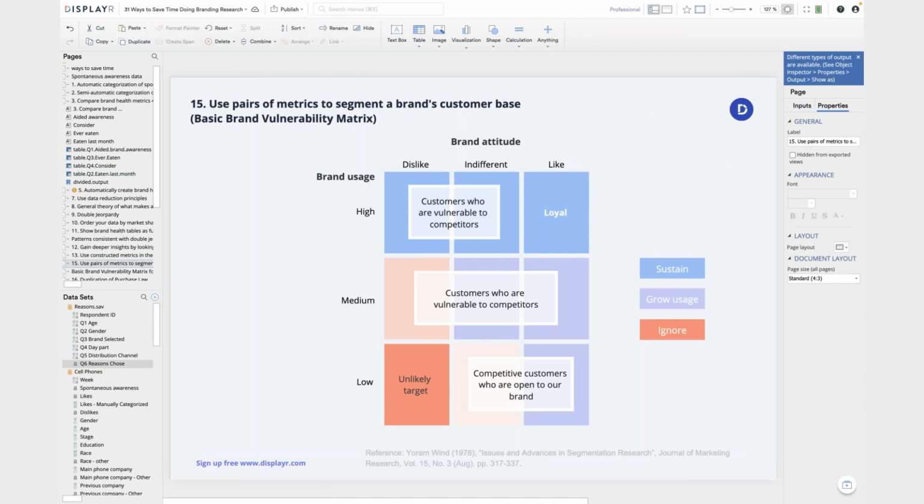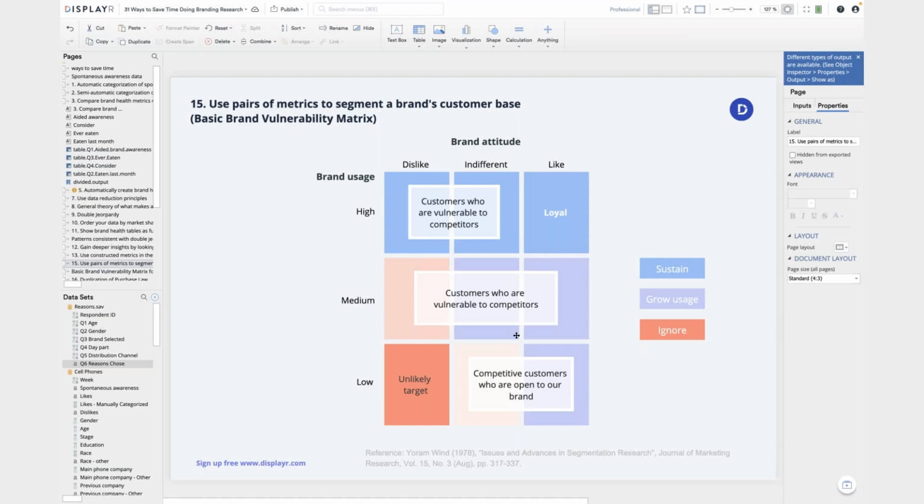So far, we've been using pairs of metrics to compare brands. We can also compare customers for a single brand using pairs of metrics. For example, the basic brand vulnerability matrix, which I'm showing here, compares brand usage by brand attitude. And it's the same basic process. We compare expectations with what we observe. You would expect that if somebody likes a brand, they're going to use it a lot. If they dislike a brand, they're not going to use it much. Okay, so that's the basic idea here.